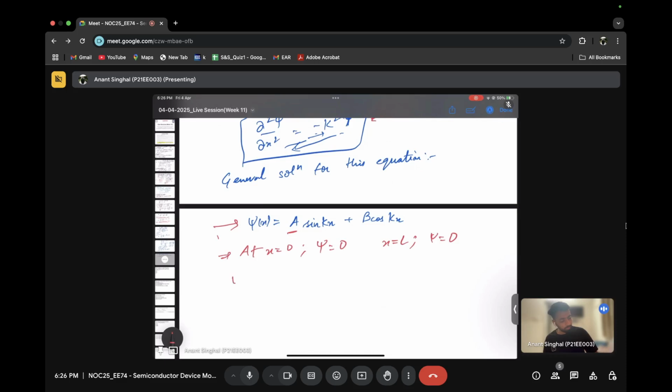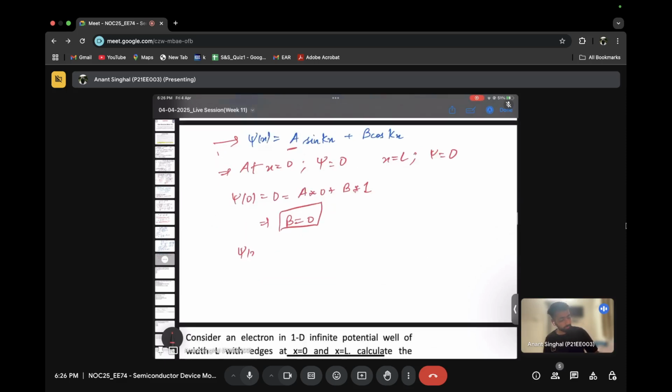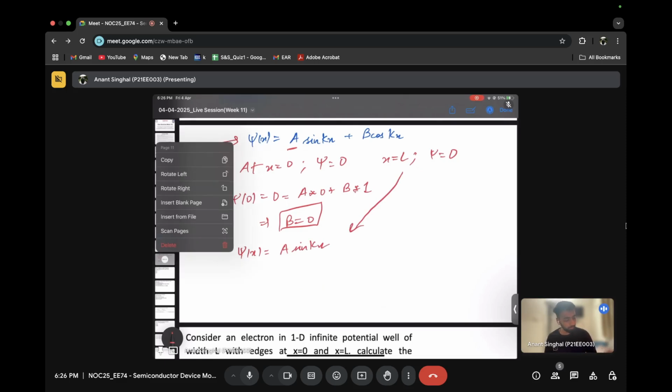So at x equals 0, psi is equal to 0, so it will be a sin 0, that is 0, plus b cos 0, that is 1. So this will make b equal to 0, right? So now psi of x is a sin kx. That is what we are left with. Now we'll apply the other boundary condition to find the value of a.